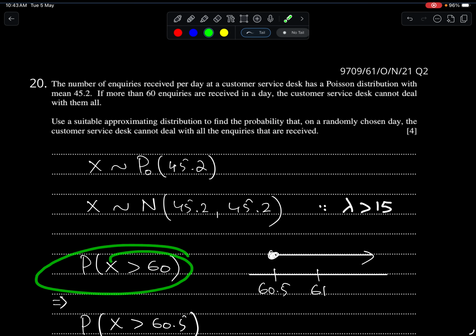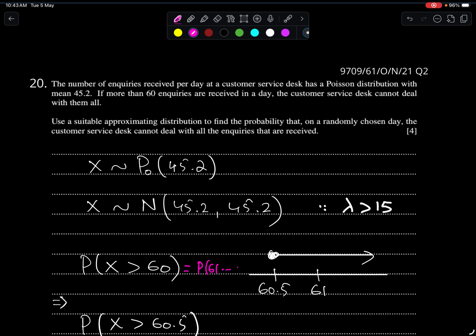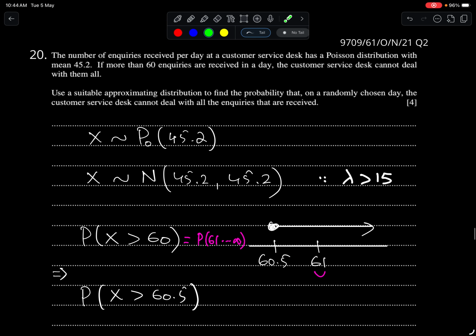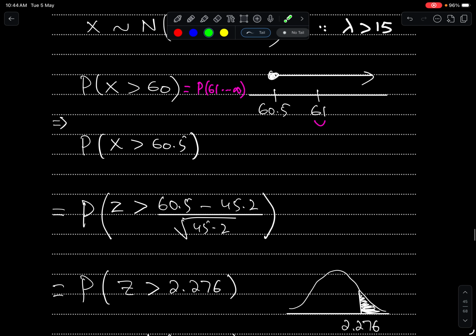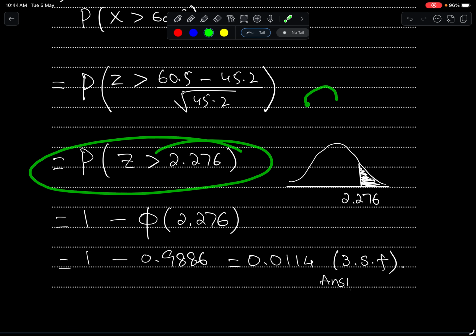More than 60 means the first inclusive integer is 61. We are going on the right side, so take its lower bound. 61's lower bound is 60.5. Lambda is 45.2, which is greater than 15. That is why we are using normal approximation. Now convert this statement into z: 60.5 is here, lambda is here, and under root lambda is here. From here, use your S1 concept. This is a small area, so 1 minus it. And the answer should be up to 3 SF.